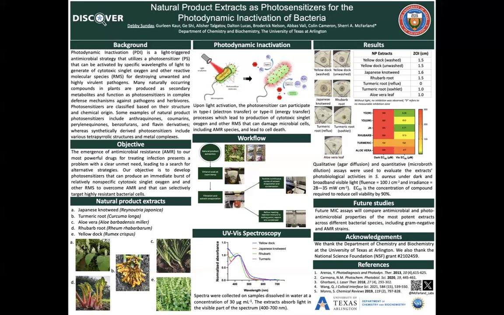And then we're going to further use these extracts to test them against more bacterial species, not just the gram-positive, but also the more difficult gram-negative strains, as well as the antibiotic resistant strains. From there on, we will observe their photo antimicrobial properties in these strains, and then further develop our goal of ultimately making a photosensitizer that is able to instantly target these highly resistant bacterial cells. Thank you for listening.